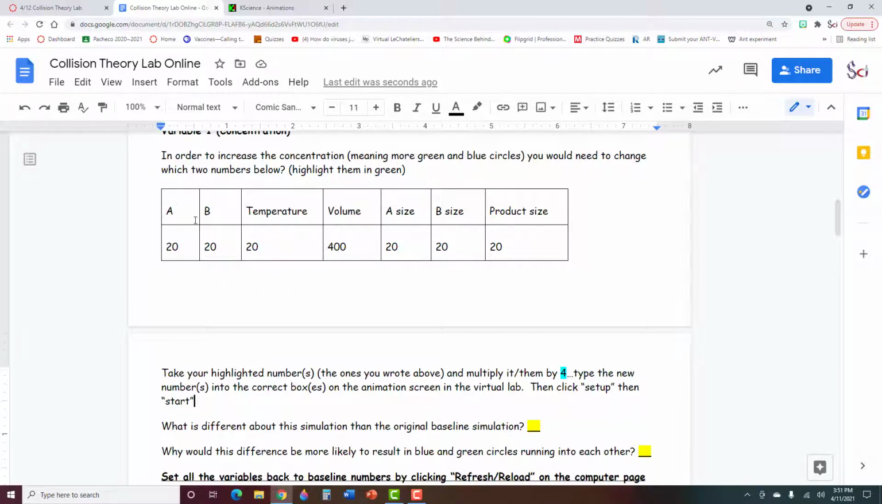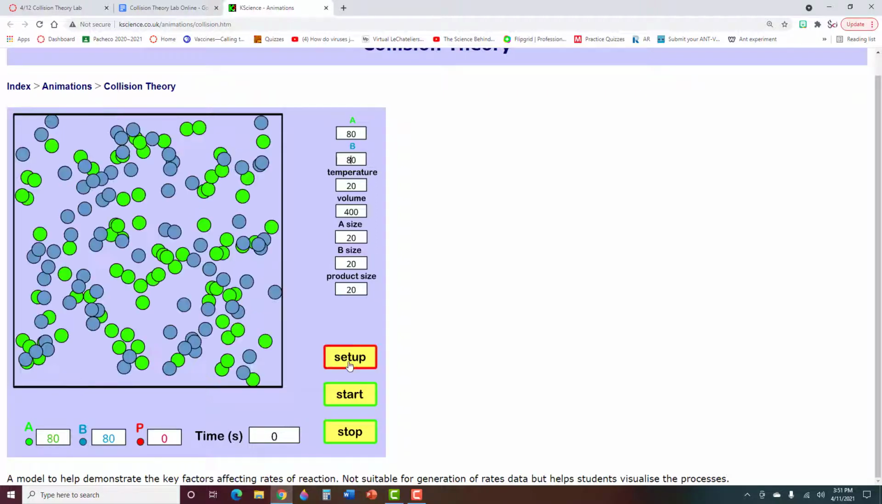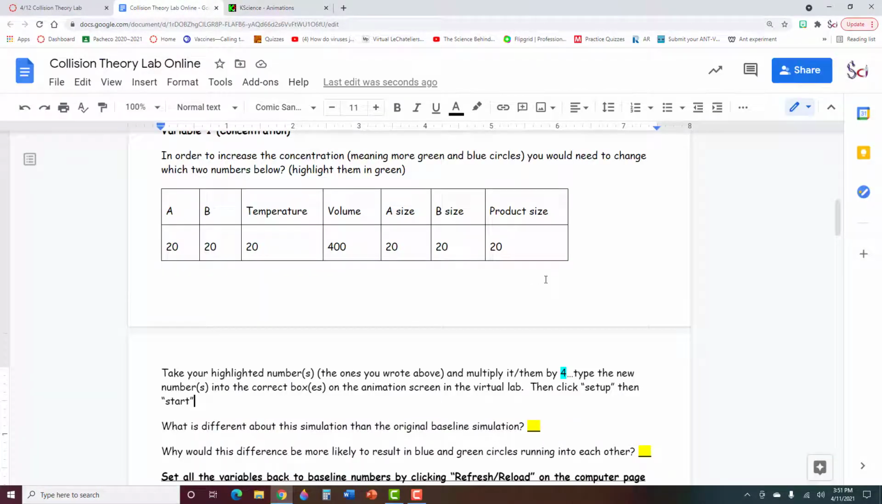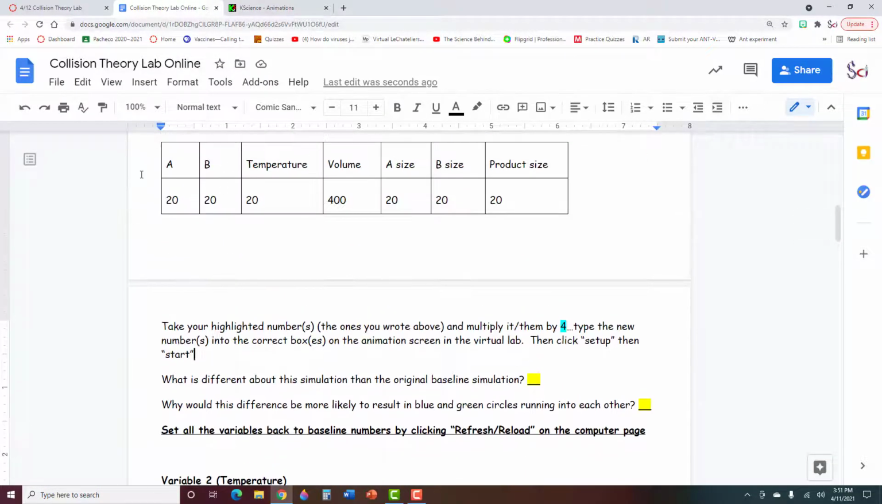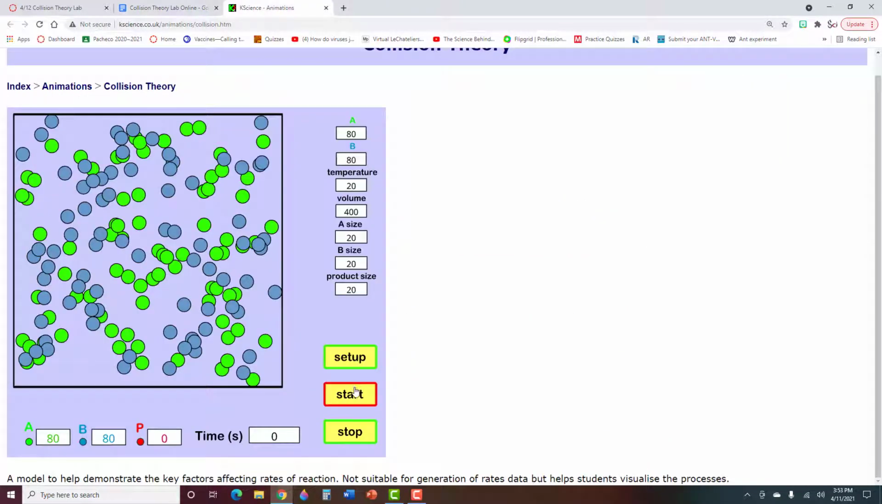So the concentration is these numbers, A and B. So how many A's you have versus how many B's you have, because the space isn't changing. So let's change those, and we're going to multiply these by 4. So this becomes 80, and this becomes 80. And we click setup. So way more circles here. Okay, so these two numbers are the ones you should highlight and change. So we're going to run this with those new more blue and more green.